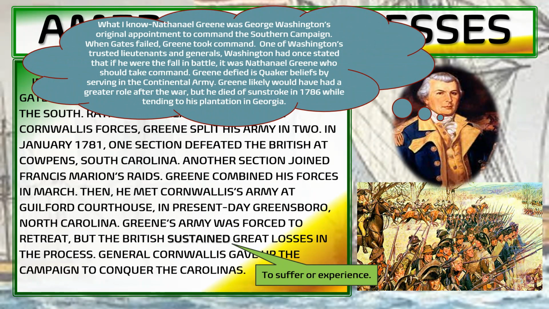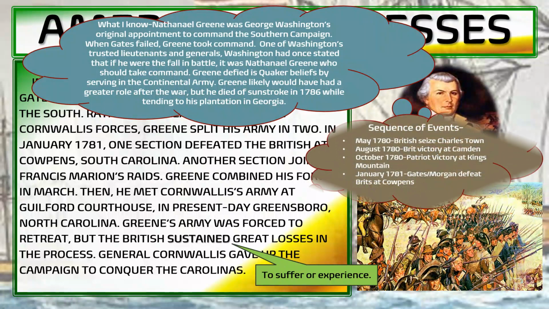And by the way, Greene was a Quaker. He defies his Quaker beliefs by serving in the Continental Army. Greene likely would have had a greater role after the war, but I should point out that he dies of sunstroke in 1786 while tending to a plantation in Georgia. So unfortunately, this is why we don't hear too much about him in our histories afterwards. He passed away suddenly, and because of this, he's obscured in history. Obscured means he kind of disappears out of history books, which is too bad because he was really a pivotal general in the South, and he literally guarantees us the success of the Southern campaigns.